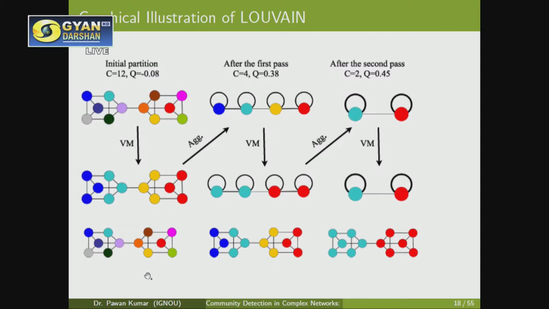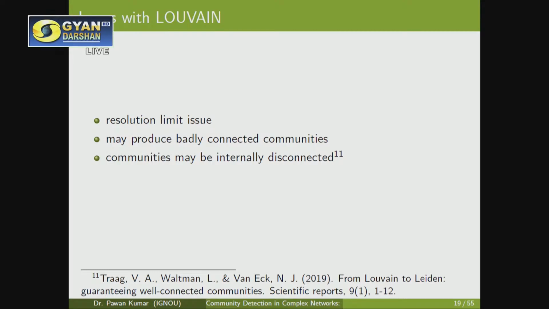So this can be seen in 3 steps here. This is the initial condition where each node has a distinct community. This is the intermediate level where some labels have disappeared, and this is the final situation where there are only 2 communities. So the idea of Louvain was very fascinating and very simple, but there were some issues with this algorithm.